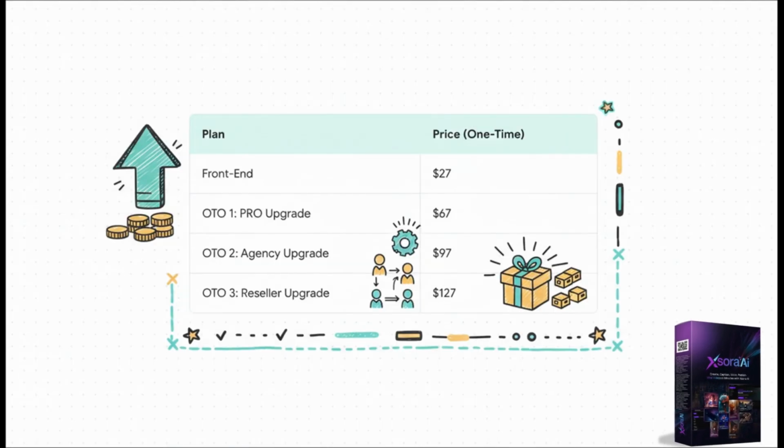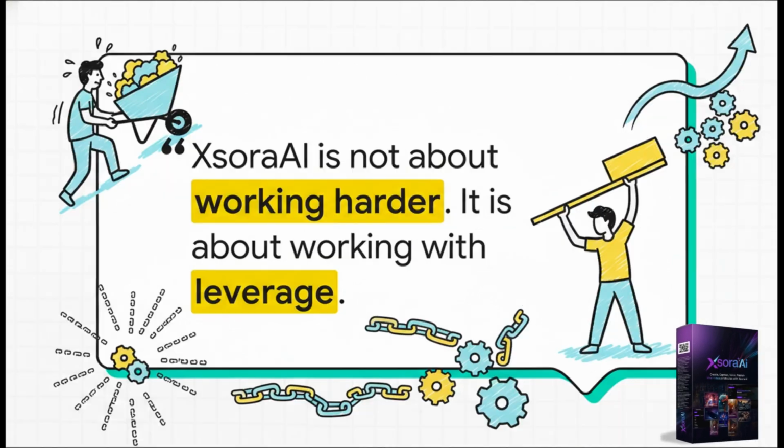The pricing is also pretty straightforward. The front-end access is a one-time payment of $27. There are a few optional one-time offer upgrades, or OTOs, for folks who need more advanced stuff like agency features or reseller licenses. It's not about forcing you to work harder or add more to your to-do list. It's about working smarter. It's all about leverage.